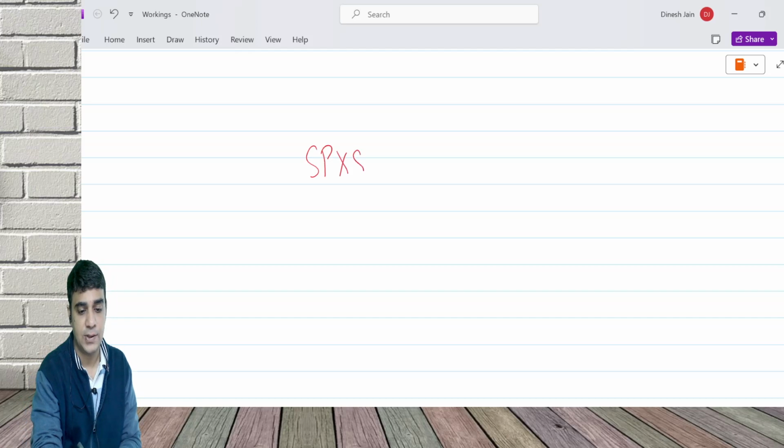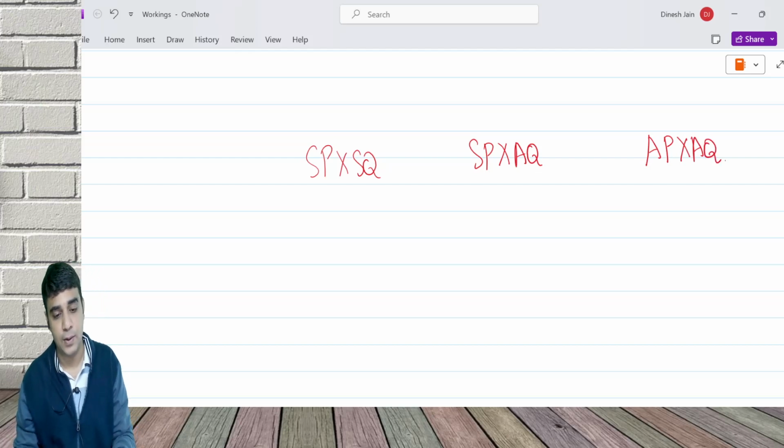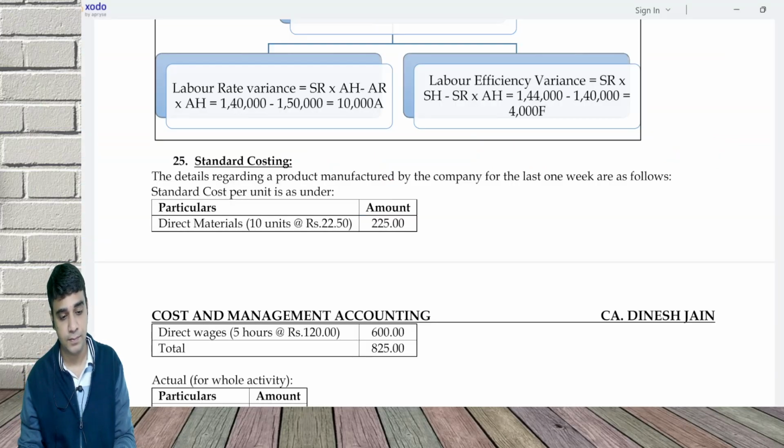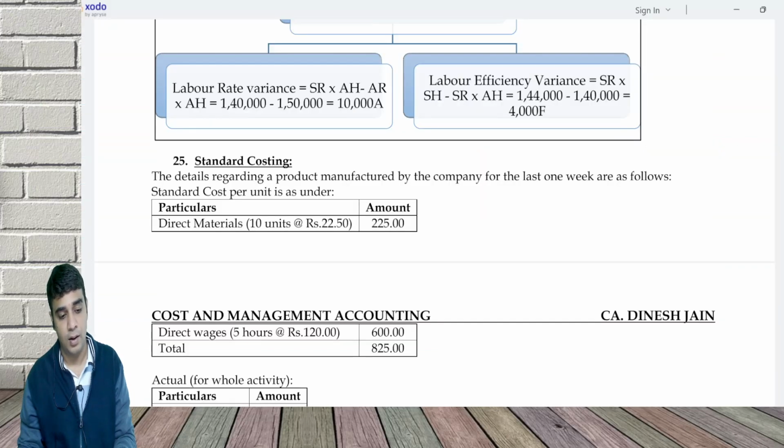SP into SQ, SP into AQ, AP into AQ. Standard price into standard quantity, standard price into actual quantity, and actual price into actual quantity. How much is the standard price given in the question?